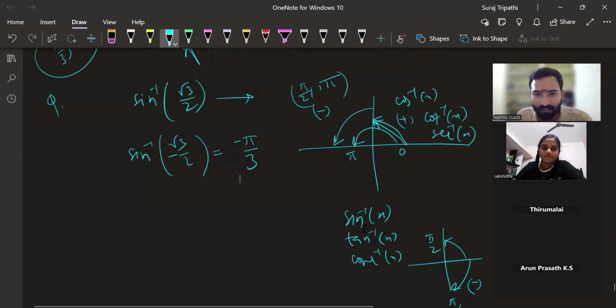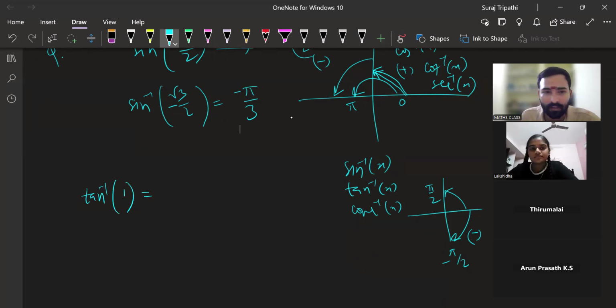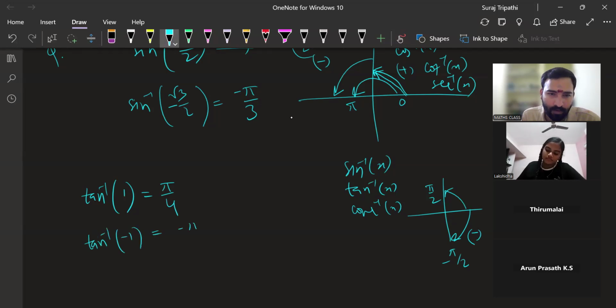Okay, sir. In case of sine, tan, cosec inverse x, if values are negative, then angle also will be negative. If this value of x is positive, then angle also will be positive. Right? Write down next one. Suppose tan inverse 1. What is the angle? Pi by 4. Right? Pi by 4. Yes. If I write down here tan inverse minus 1, answer will be minus pi by 4. Right?